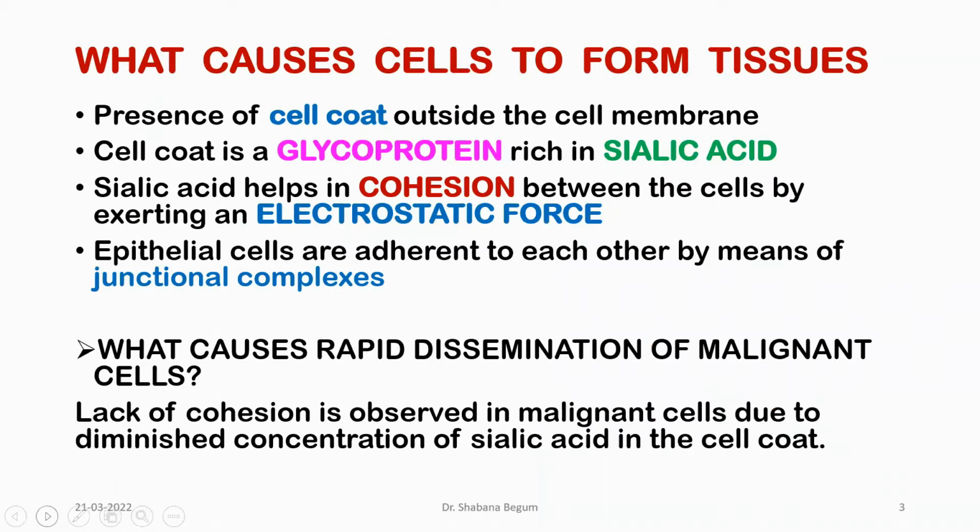Cells outside the cell membrane have a cell coat which is glycoprotein in nature and rich in sialic acid. This sialic acid helps in attraction between the cells. The cells are attached to each other by means of the junctional complexes. It is seen that malignant cells have this property of rapid dissemination. This is because in these cells, the concentration of sialic acid in the cell coat is diminished.